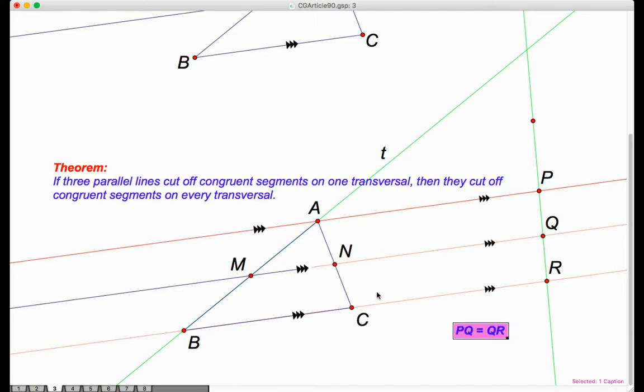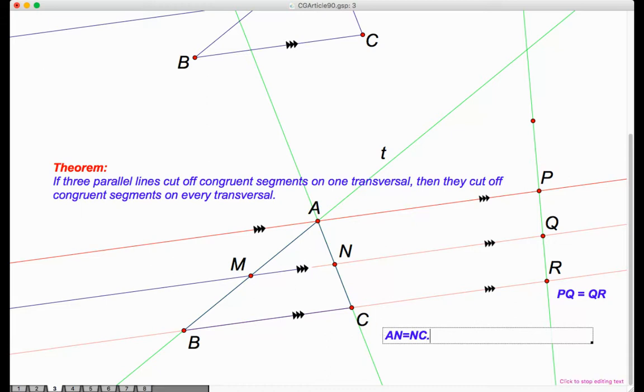However, we all know, ladies and gentlemen, that this line AC is another transversal of these three parallel lines. This particular transversal intersects the three lines at points A and C. And hence, N is a midpoint. So we know that here, AN is equal to NC.